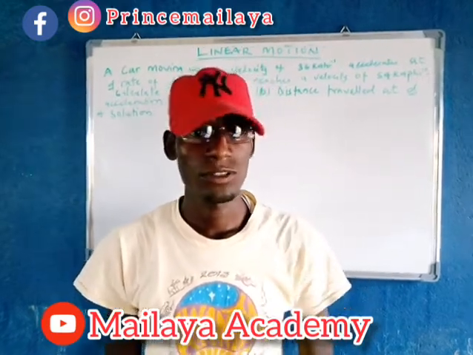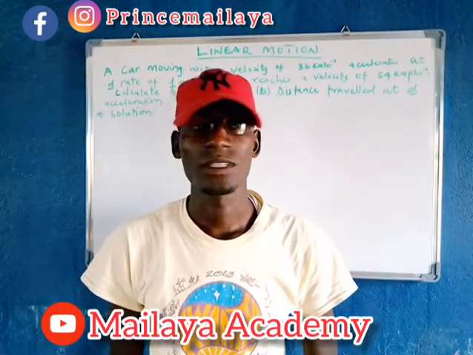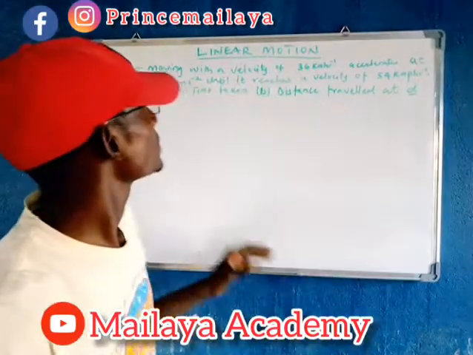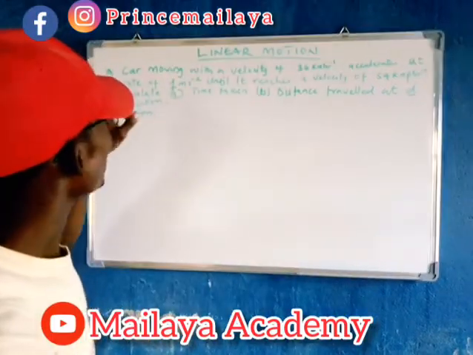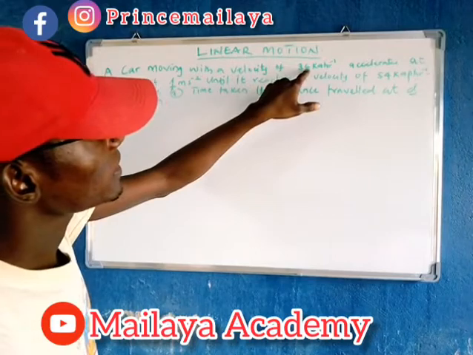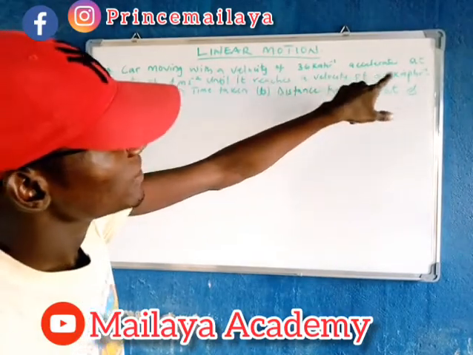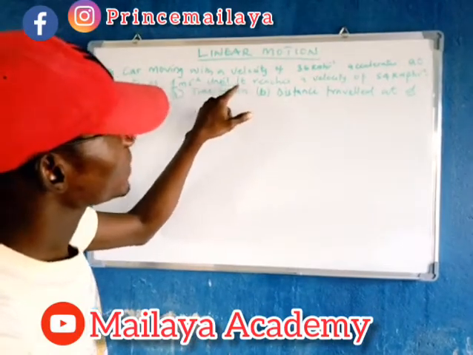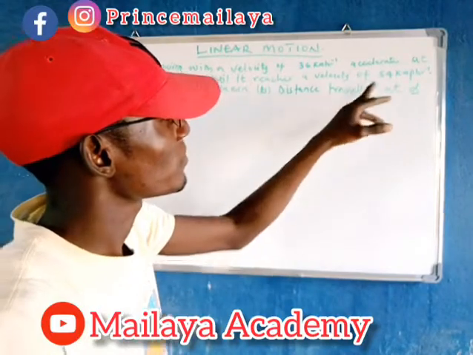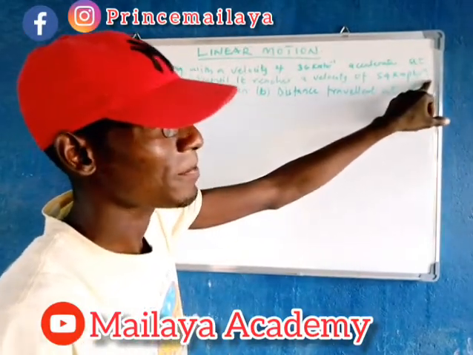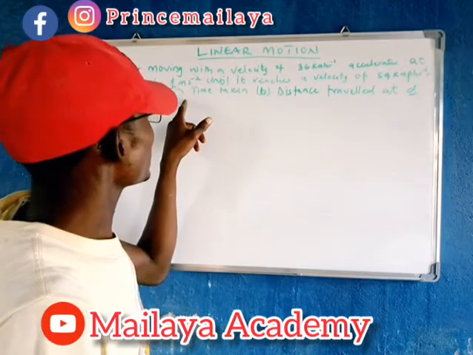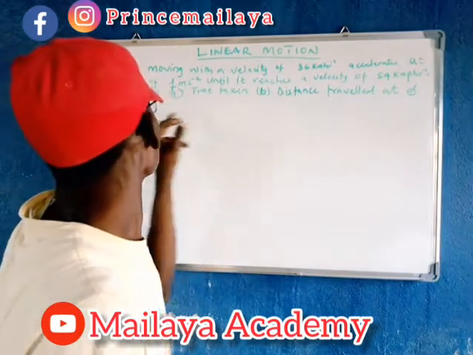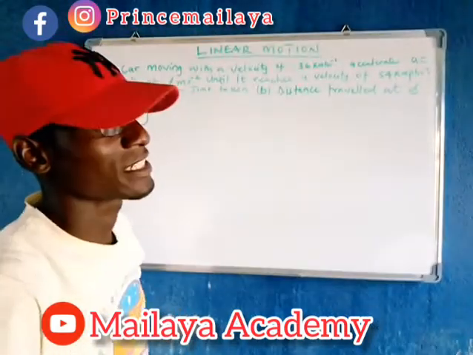Today we are going to see some simple calculation from the equations of uniform linear motion. The first example is given as a car moving with a velocity of 36 km per hour accelerates at the rate of 1 meter per second square until it reaches a velocity of 54 km per hour. Calculate A, the time taken, B, the distance traveled at that particular acceleration.